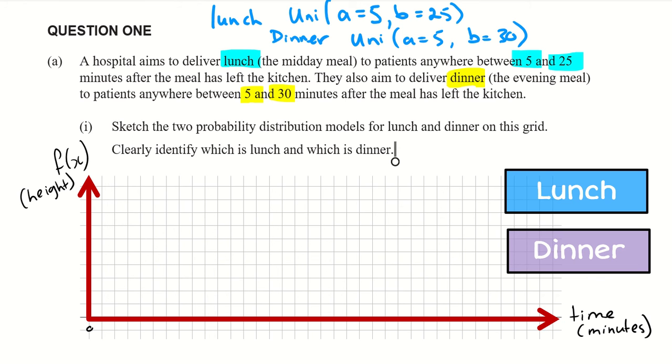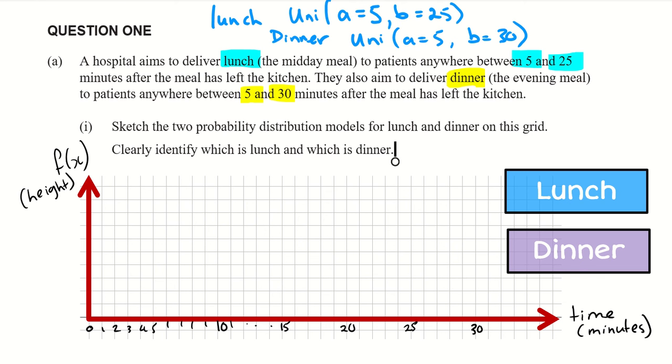So I'm just going to start at 0. 1, 2, 3, 4, 5, 6, 7, 8, 9, 10, 11, 12, 13, 14, there's 15, 16, 17, 18, 19, 20, 21, 22, 23, 24, 25, 26, 27, 28, 29, 30, and so on. Okay, so that's my x-axis scale set up.